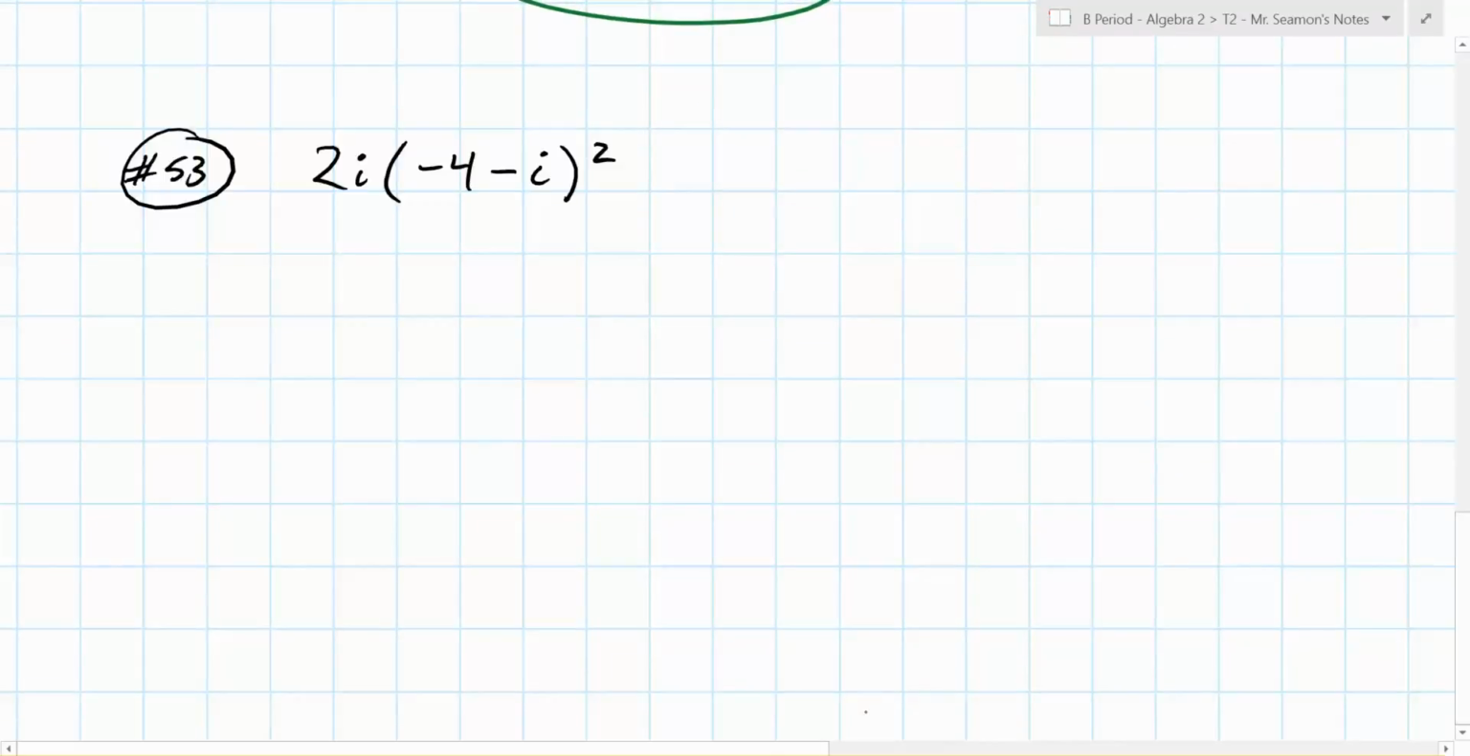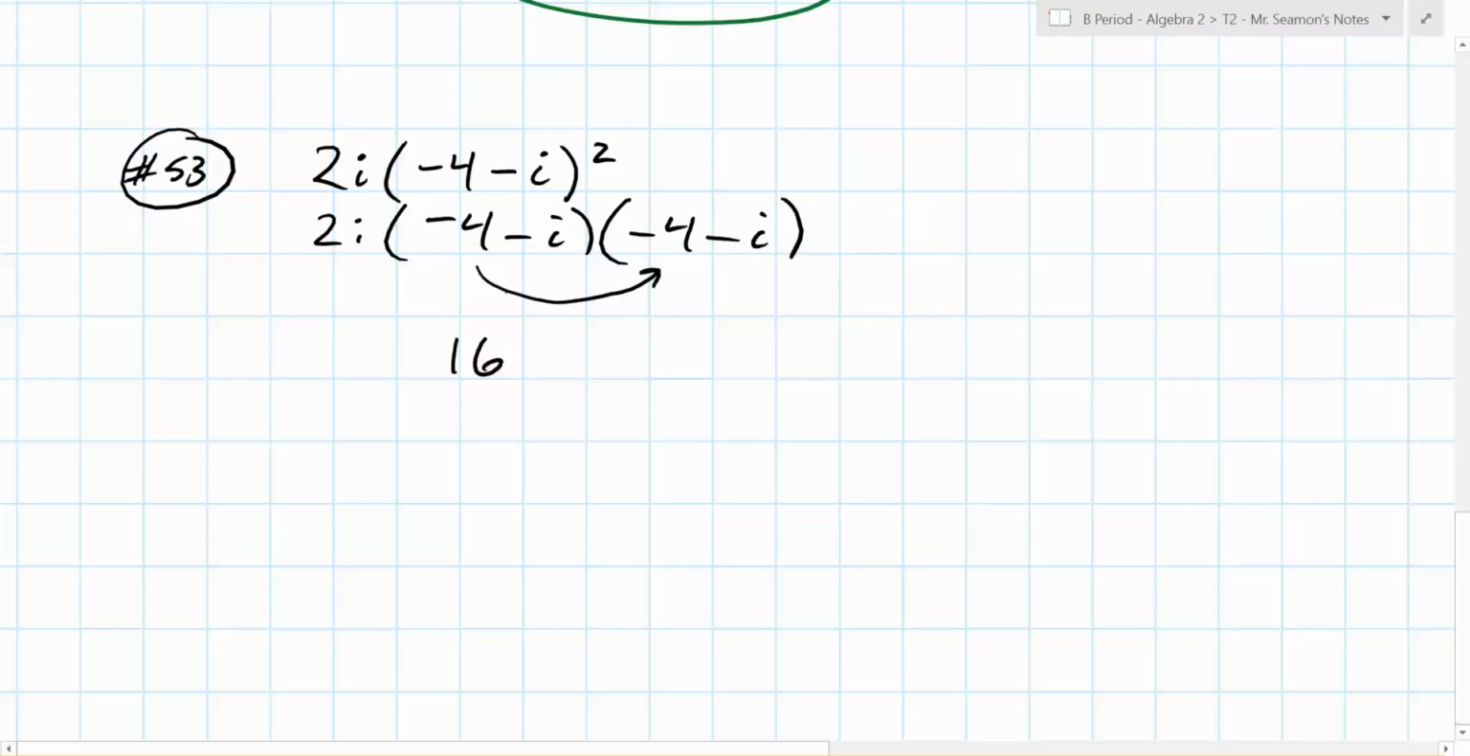Okay, another one. So what should I do first on this one? Use x1. Yeah. So when you do this, you have to make sure you do not just bring in that square. It's negative 4 minus i. What's negative 4 times negative 4? 16. Negative 4 times negative i. 4i. And then you get the same thing, right? And then you get i squared, plus i squared, exactly.